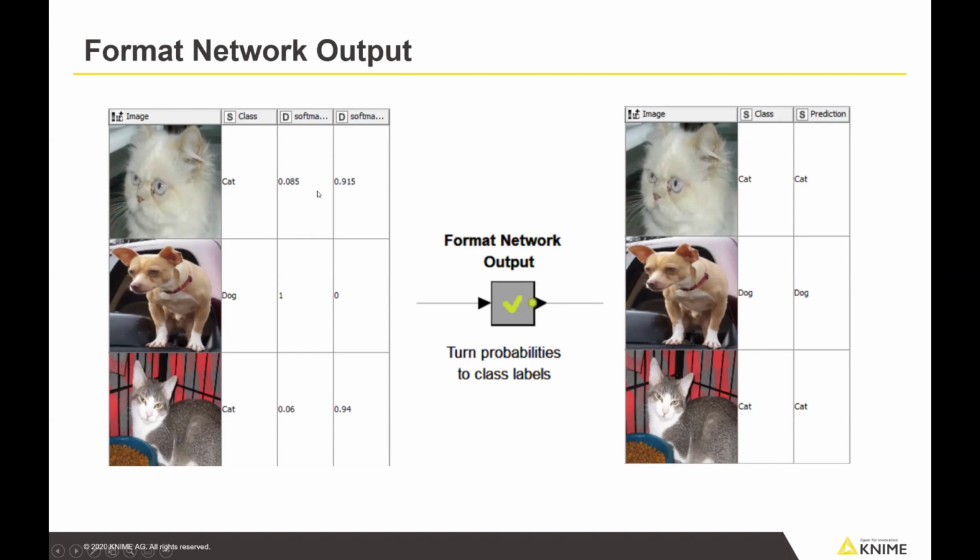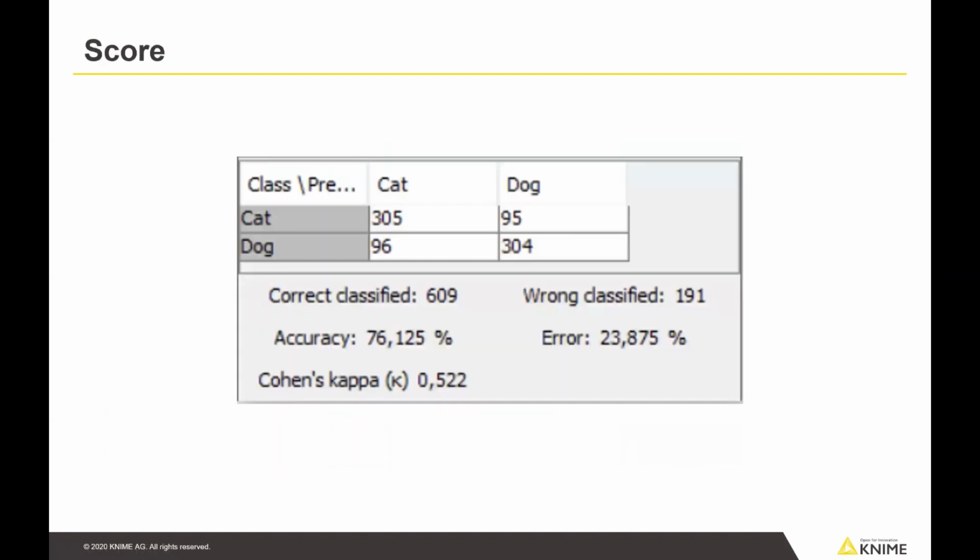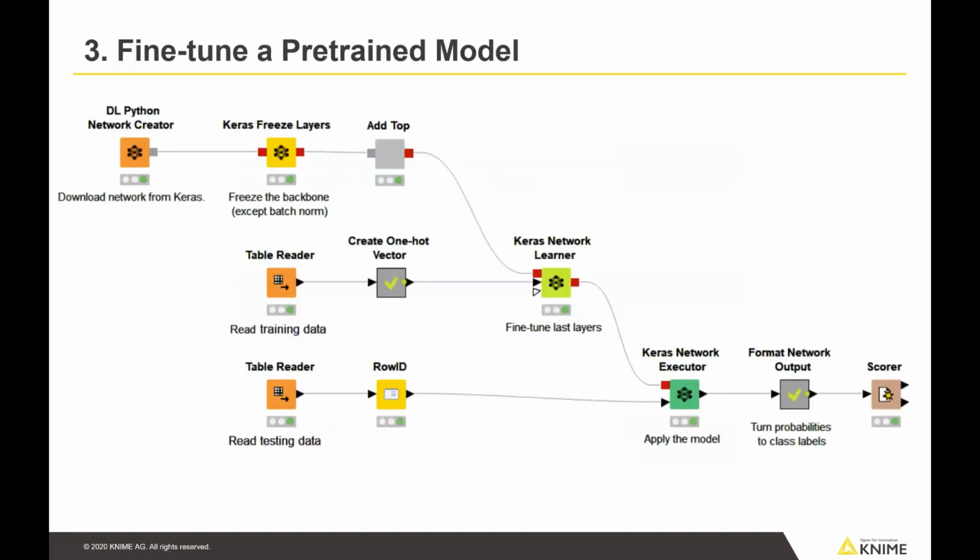And to choose the class, we just choose the one with the highest probability. And we end up with a table, as you can see here on the right. With this data, we can directly apply a scorer node to calculate an accuracy. For this example, we get an accuracy of 76%, which is okay. So certainly way better than guessing, but still, I guess all of you would agree that there's much room for improvement. Thus, we go to our third and final workflow for image classification.